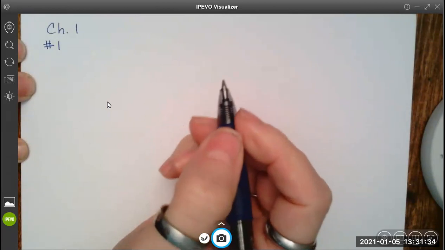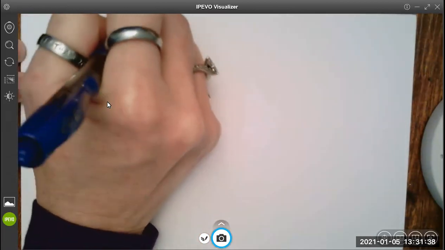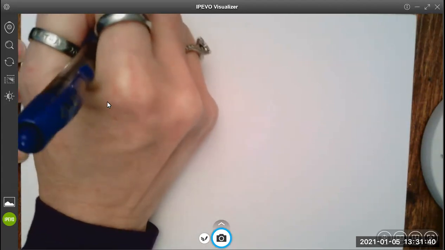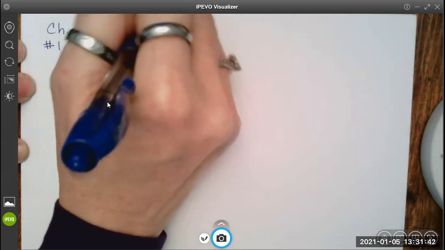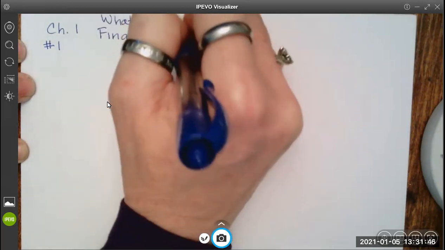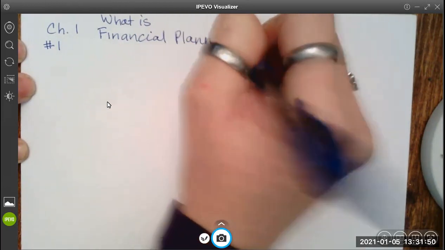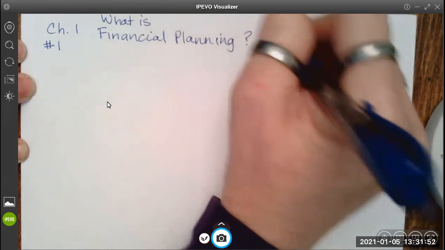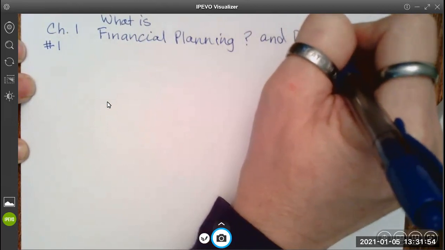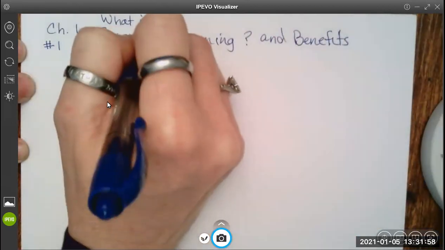Okay, so chapter 1, notes 1. This is about what is financial planning. That's one topic. And the other topic is benefits of financial planning.